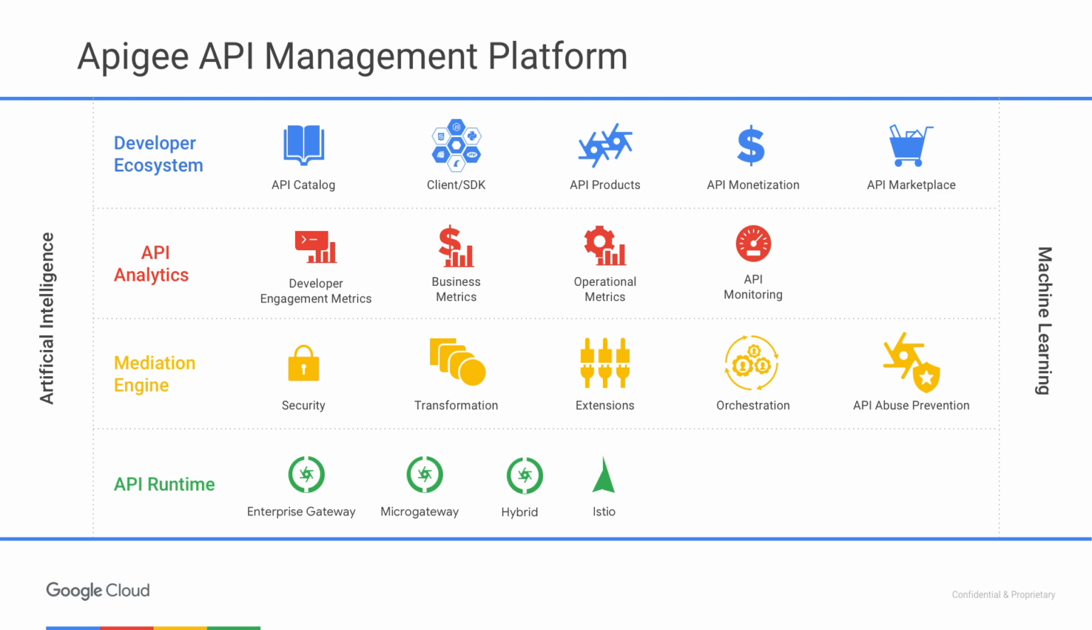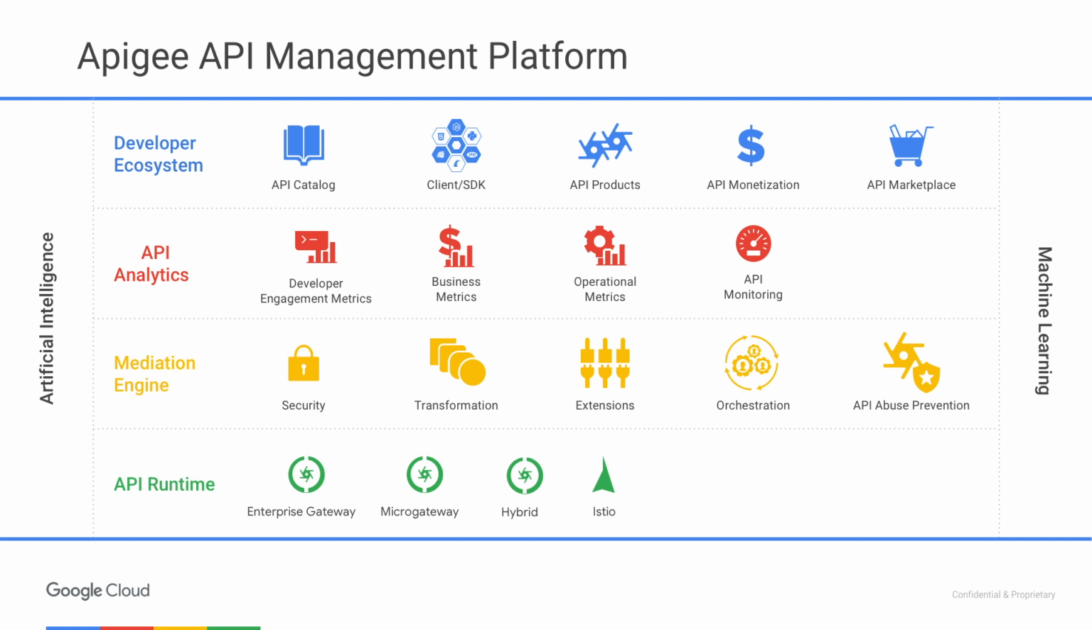If you look at the Apigee API management platform today, it is Google Cloud's comprehensive full lifecycle API management platform, which includes a runtime layer, a mediation engine, API analytics, and also provides you a developer portal and monetization capability. But the way we are leveraging the API data today is by providing three different kinds of metrics for three different personas. For somebody like a product manager, we provide developer engagement metrics. For a business persona, we look at business metrics such as revenue generation. And for an operations persona, today we have a deeply integrated monitoring capability.